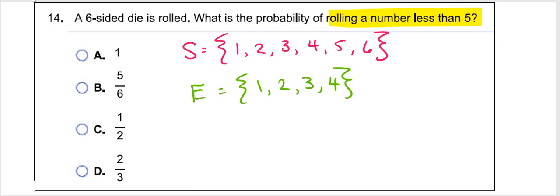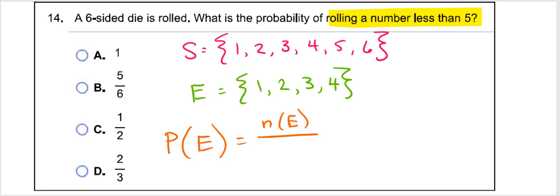So you want the probability of that event. That's equal to the number of elements in that event divided by the number of elements in the sample space. So that's 1, 2, 3, 4 over 6, which simplifies to 2/3.